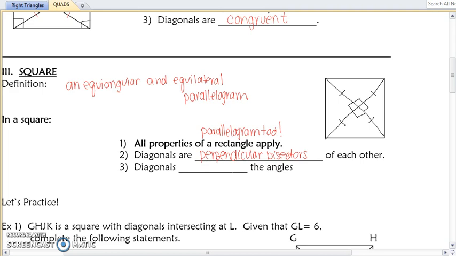Okay. And also, our next property is that diagonals bisect the angles. So we'll have this angle congruent to this angle congruent to that angle, okay, so on and so forth. And because technically we know that they're right angles in the corners, right, all of these corners, we can fill in that each of these measures will be 45 degrees.